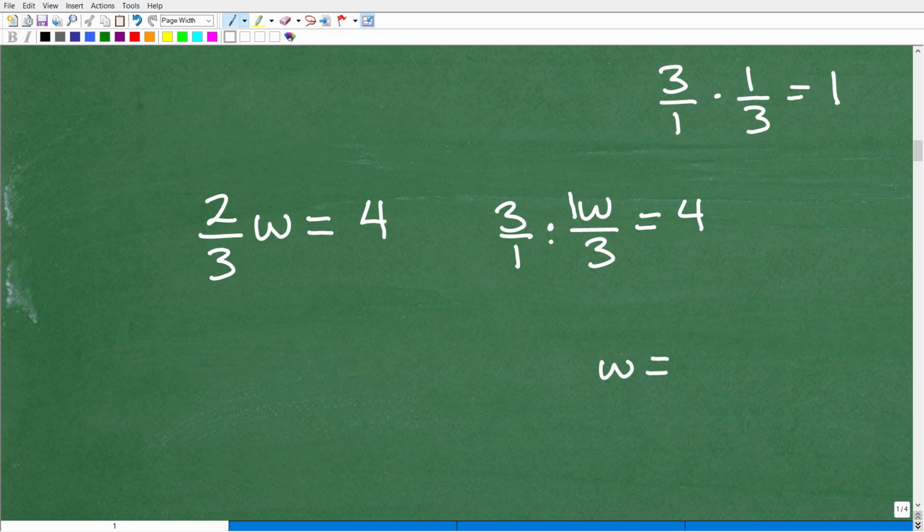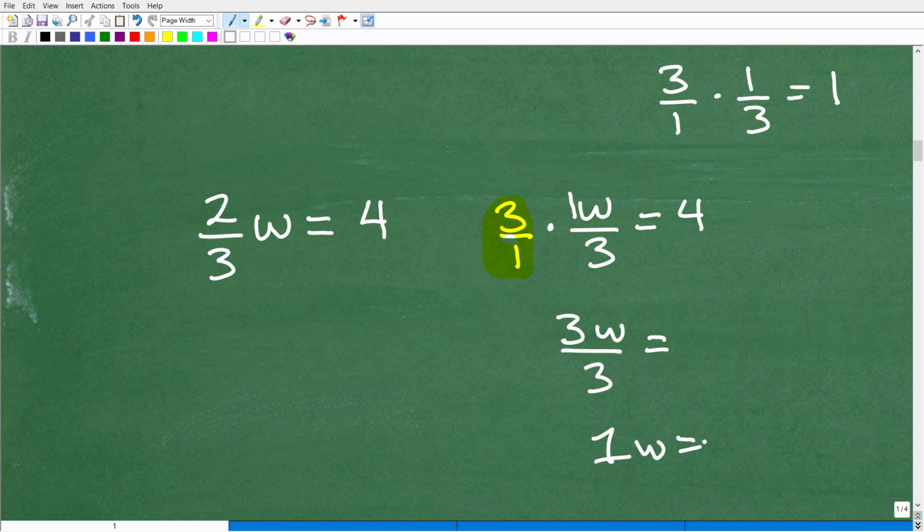So again, I'm looking for whatever step I need to take in order to get a W or a 1W. So if I have divided by 3, if I multiply by 3, I get 3 over 3. So let's actually show that. I would get 3W over 3, and then 3 divided by 3 will give me 1W or W.